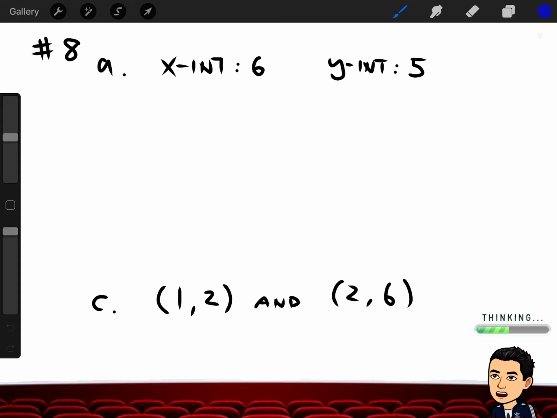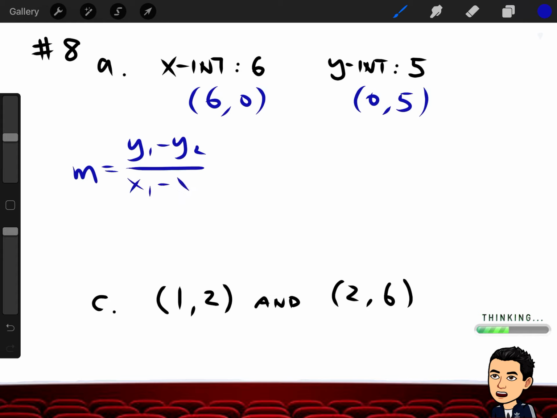So number 8, this is pretty similar to our test, I mean, our homework problems. Understand that the y-intercept is 6, which means that 0, 6 is part of the line. The y-intercept is 5, so that means 0, 5 is part of the line. For this problem, what's missing is the slope. So you need to find the slope by using y1 minus y2 over x1 minus x2. Go ahead and find the slope and then use the point slope formula.